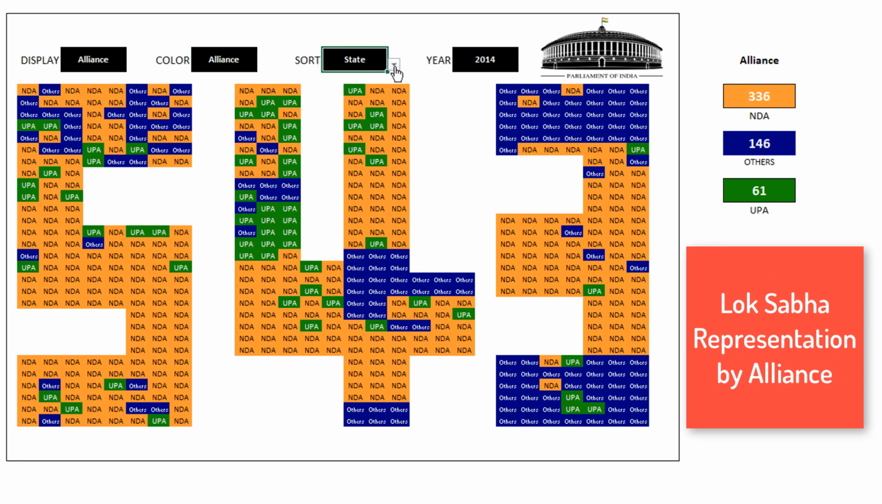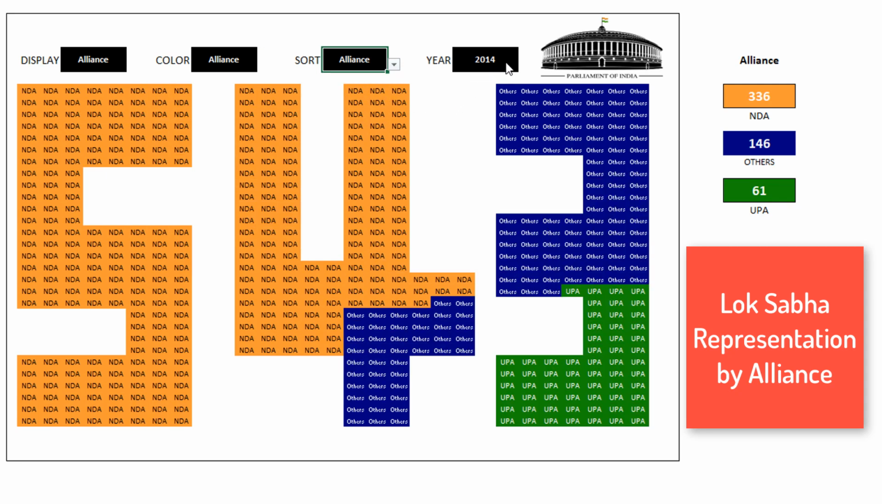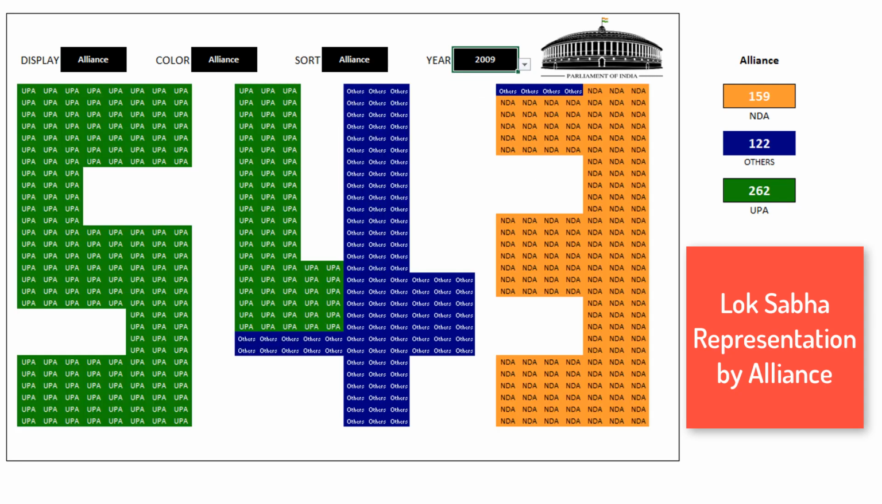I also want to sort this by alliance. And let's choose 2009 to begin with. And now what we're going to see is, how did the 543 seats get organized by the alliance that won that seat. In 2009, you can see that UPA won 262 seats and NDA won 159 and others 122.